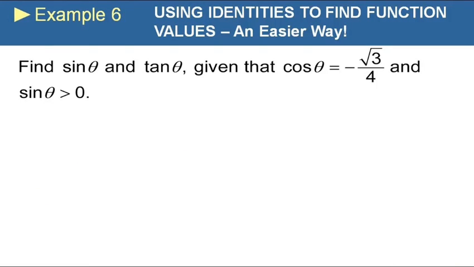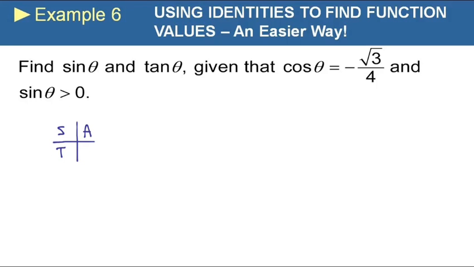Now I want to show you an easier way to do example 6 using the Pythagorean theorem and the trig function definitions rather than the Pythagorean identities. So I hope that this is the way that you will use most of the time because it's faster. So it says find sine of theta and tangent of theta, given that cosine of theta is negative square root of 3 over 4, and sine of theta is positive, just like the last one.